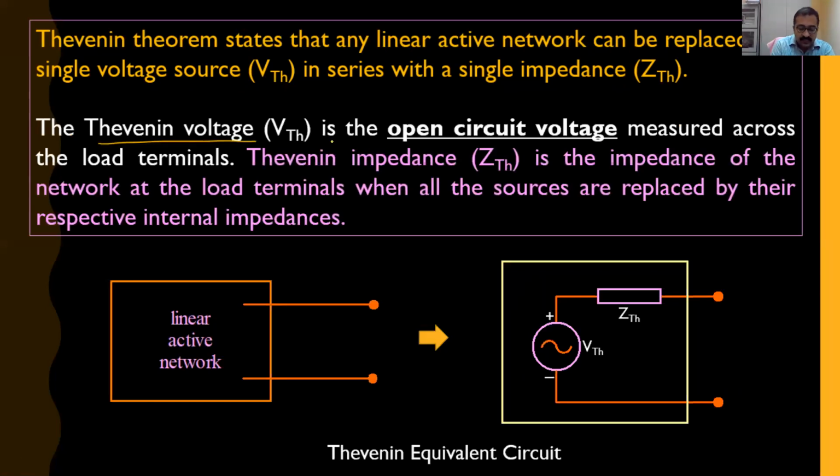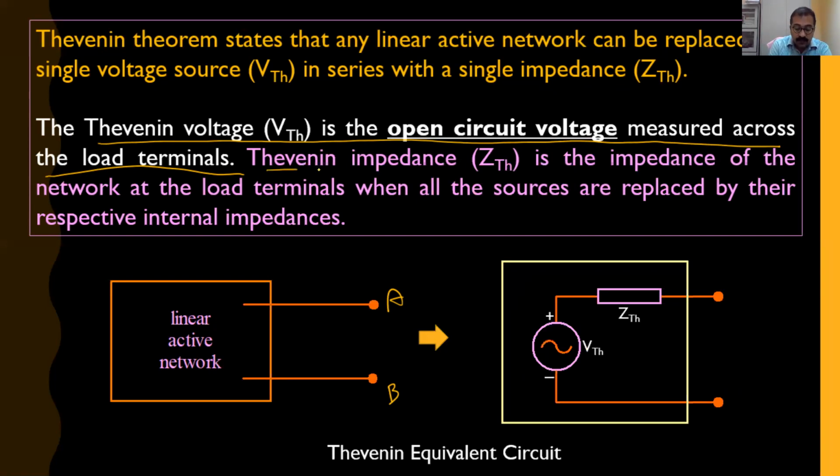The Thevenin voltage is the open circuit voltage measured across the load terminals. These are the load terminals, say A and B. So you measure the open circuit voltage seen from the load points. It is the open circuit voltage measured across the load terminals.